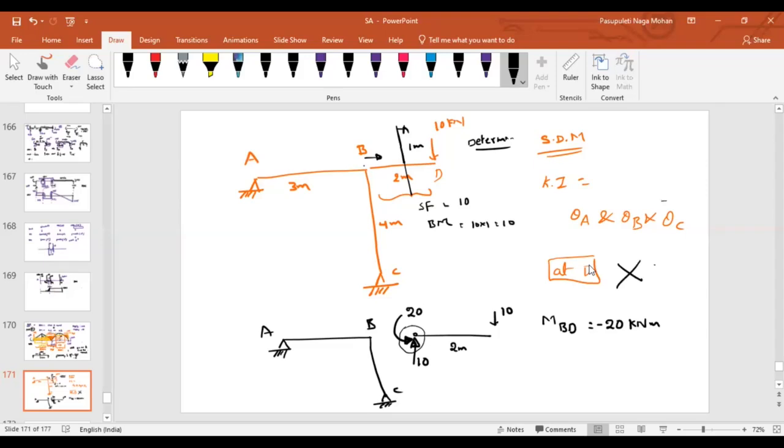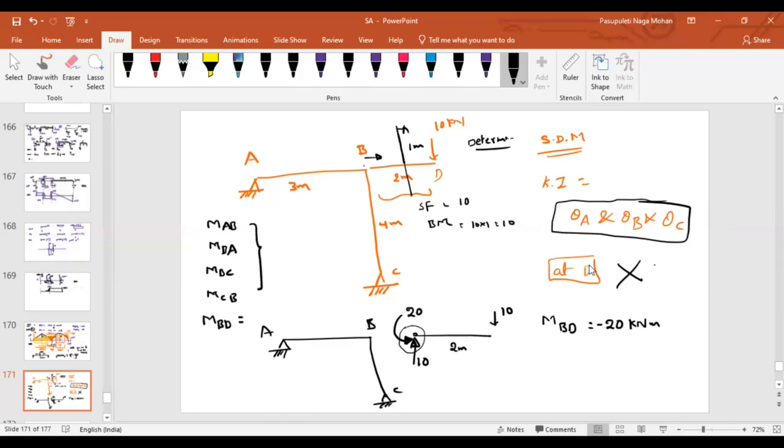So in total, how many unknowns do you have to consider if you want to solve this by the slope deflection method? 3 unknowns, right? Now, again the same thing. You will write MAB, MBA, MBC, MCB. What about MBD? As it is a cantilever part, we already know that value. What is this value? Minus 20 kilonewton meter.